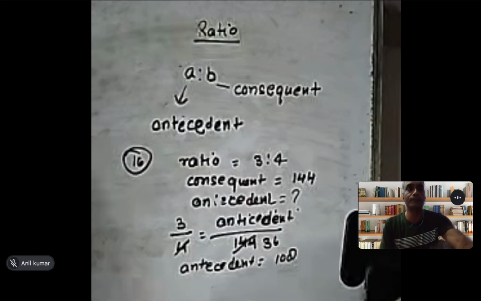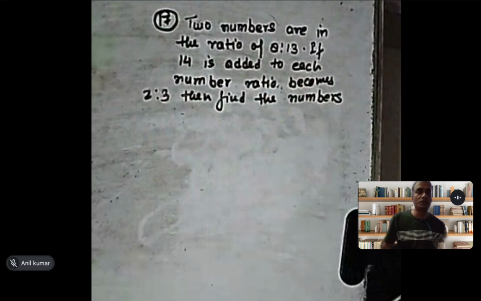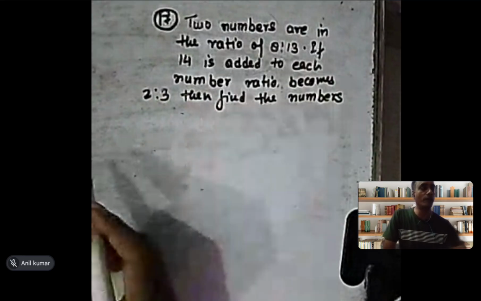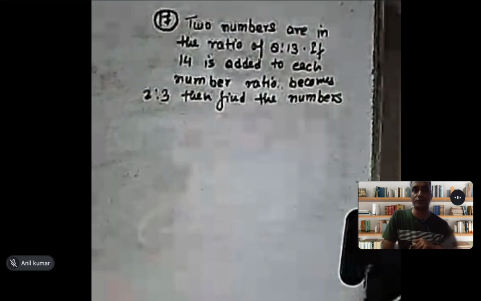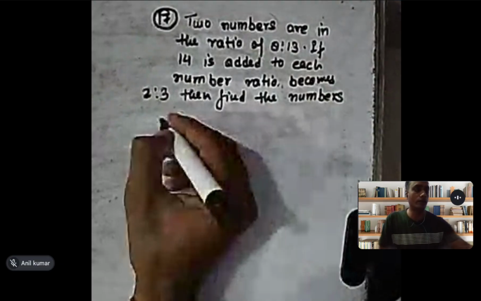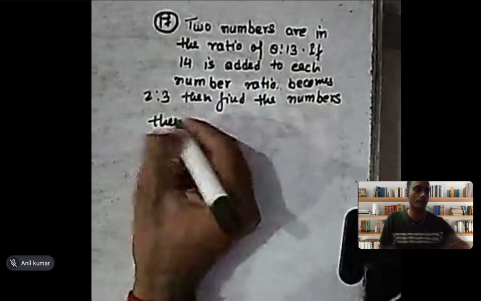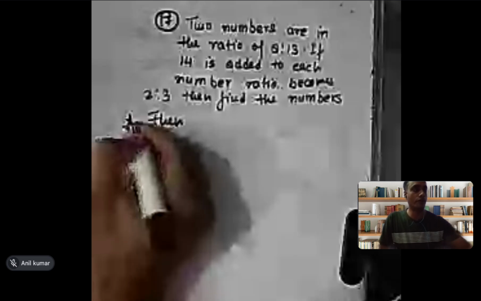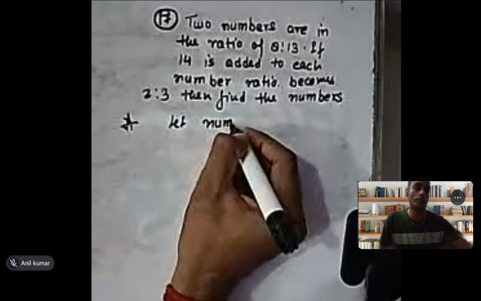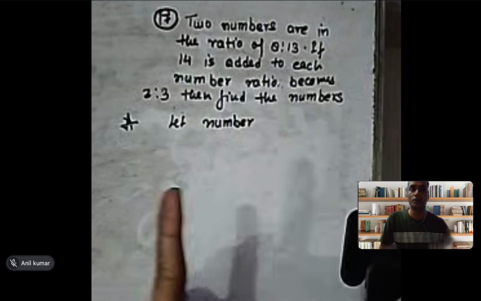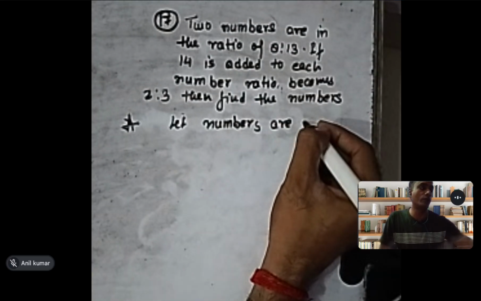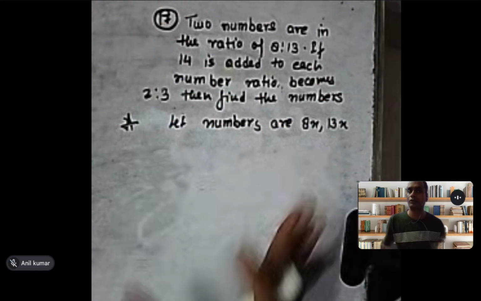ठीक है? So, this is the question number 17, and you have to read it. Two numbers are in the ratio 8:13. If 14 is added to the number, ratio become 2:3. अगर हमें नंबर्स का रेशियो पता है, गिवन है, देन सबसे पहला काम, नंबर्स को हम लेट कर लेते हैं. रेशियो गिवन है, तो फर्स्ट जो हमारा काम है वो क्या है, 8x, 13x. सिंपली रेशियो गिवन है तो यू कैन डायरेक्टली लेट द नंबर्स.